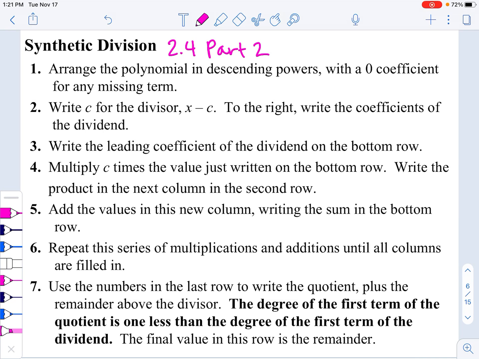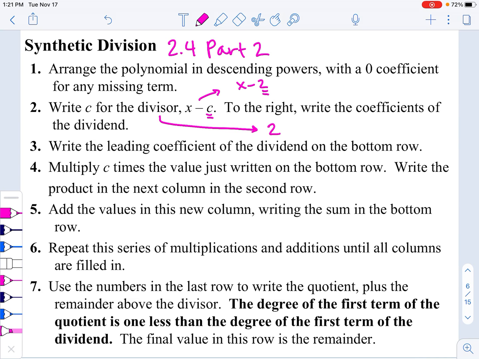So step 1 says we're going to arrange a polynomial in descending powers with a 0 coefficient for any missing terms, so highest power to lowest power. It then says to write C for the divisor x minus C. What does that mean? If I had something like an x minus 2, that C value is whatever is after the minus sign, which means that we would end up using 2 as our divisor. So our divisor in the case of an x minus 2 would be a 2.